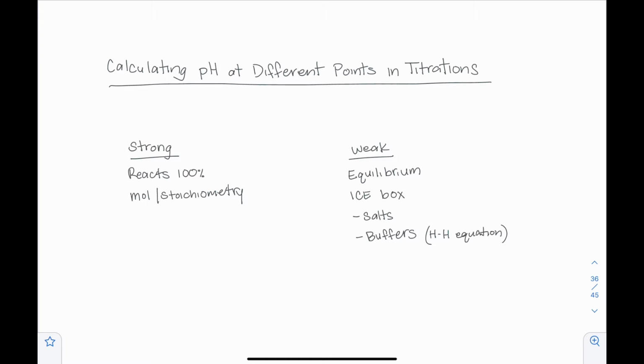Weak acids and bases are at equilibrium, so we can do an ICE box to figure out how much H+ or OH- there is, and then find the pH. Salts and buffers are examples of weak acid-base systems, so we can do an ICE box, although for buffers, the Henderson-Hasselbalch equation is faster.